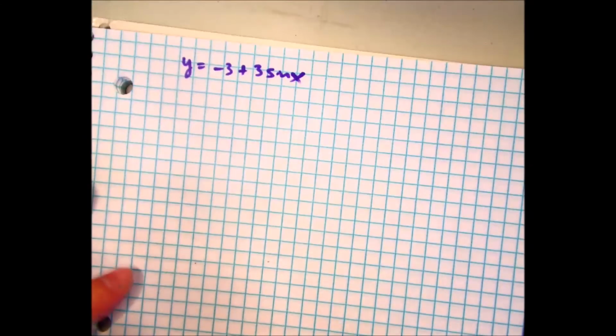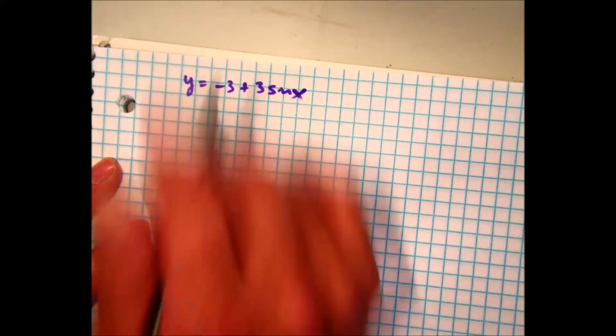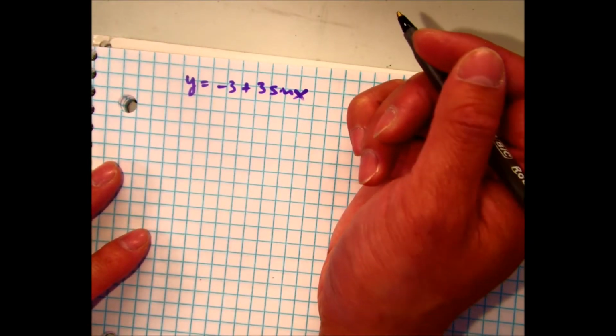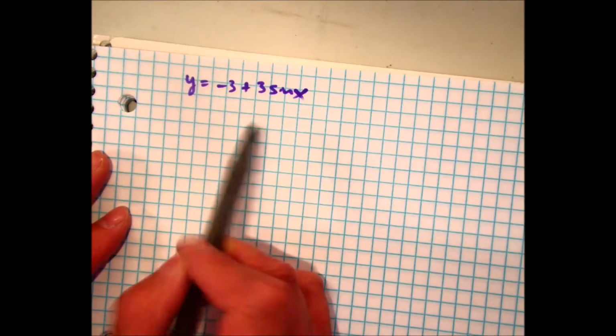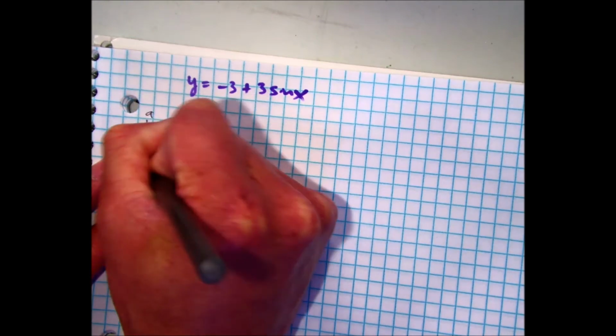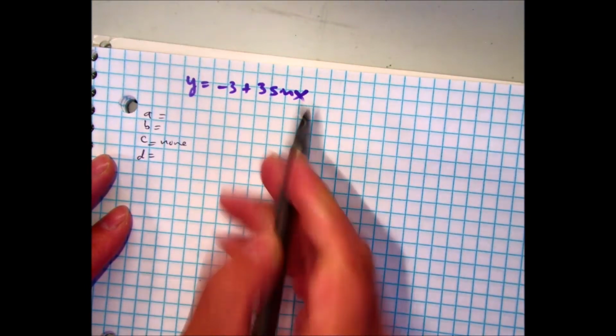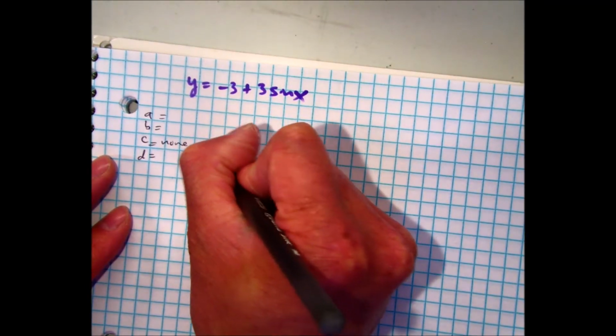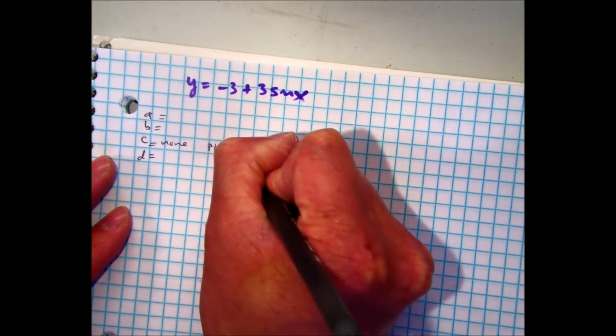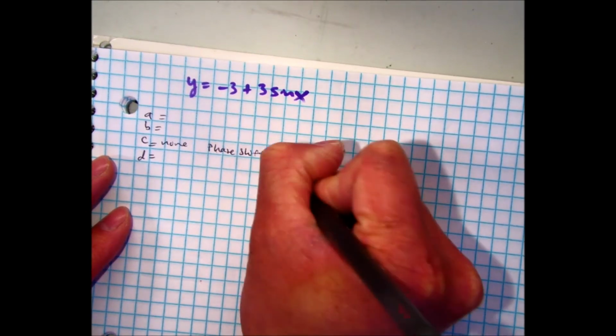Alright, so in this problem, we need to identify our A, B, C's, and D's, if there are any. I recognize that there's no C value. The reason I know there's no C value is because I don't see a what clause? There's no parentheses. So in this problem, there is no phase shift. Phase shift: none.